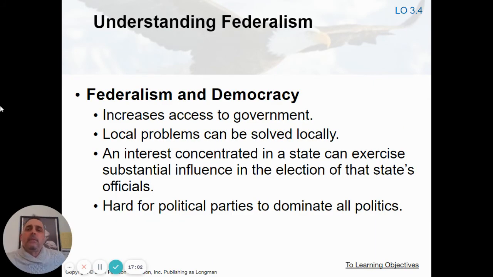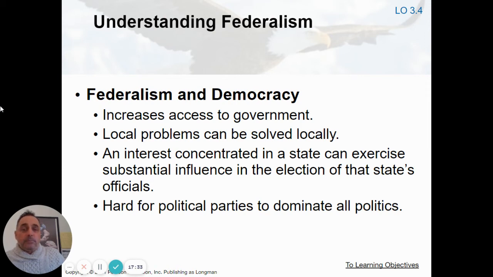All right. Federalism and democracy. So how do these things go hand in hand? Well, federalism and democracy help pair each other together so we have more access to government. You have more access to government because you don't have to go to Washington, D.C. just to talk to somebody in government. You can go down to your local town hall. You can go to your local school board. You can go to your local county and deal with these issues.